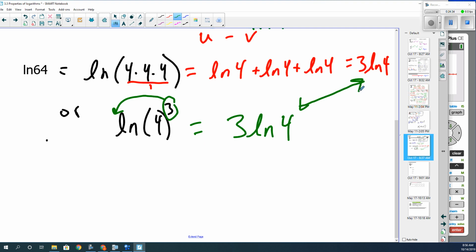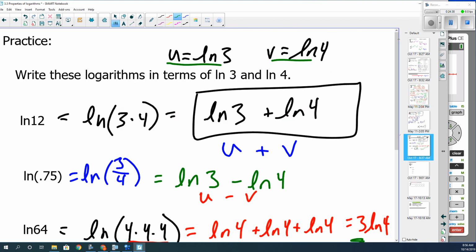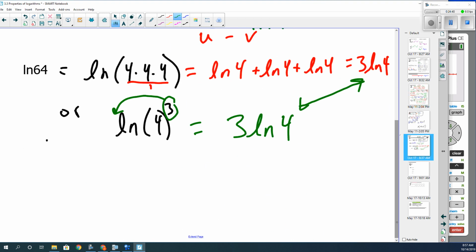And then if I did the thing where I was plugging in u's or v's, I have a natural log 4, and up here my natural log 4 was a v. So then I would write this as a 3v. And I would leave that as a 3 because it didn't have a natural log 3 in front of it. It was just a plain old 3.